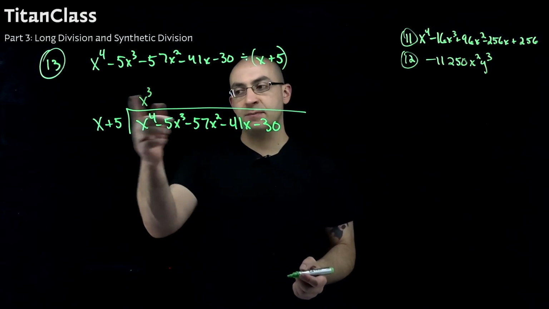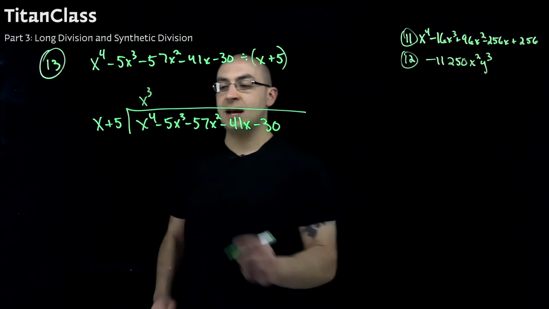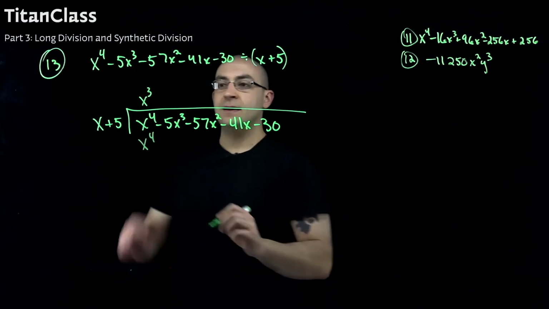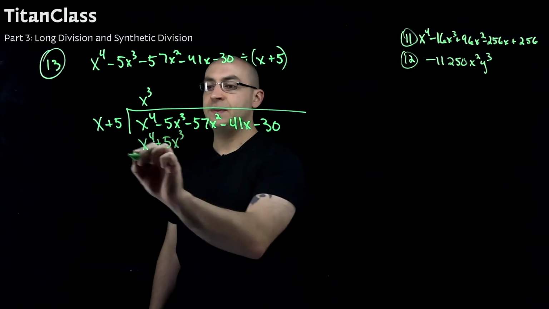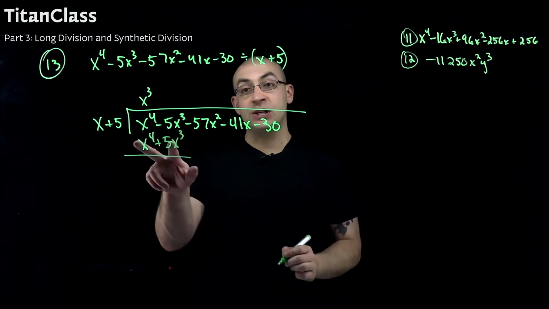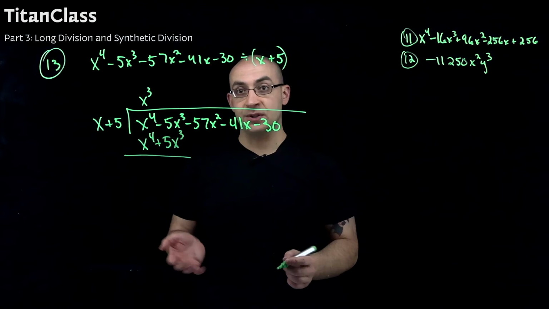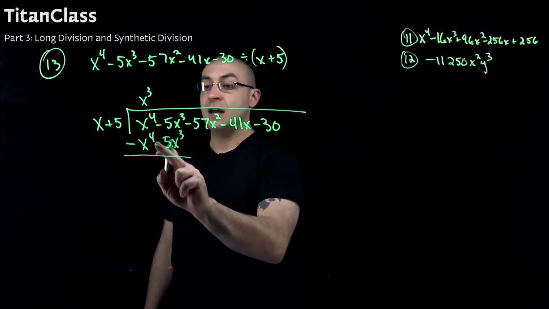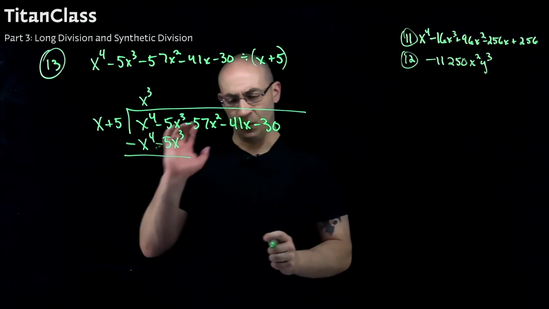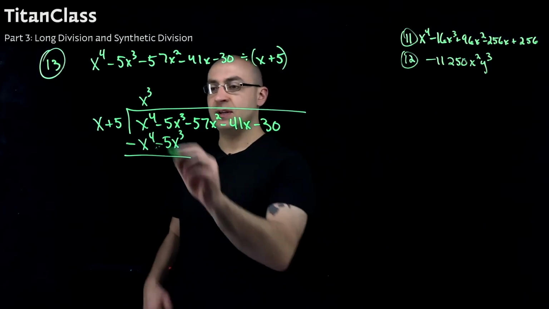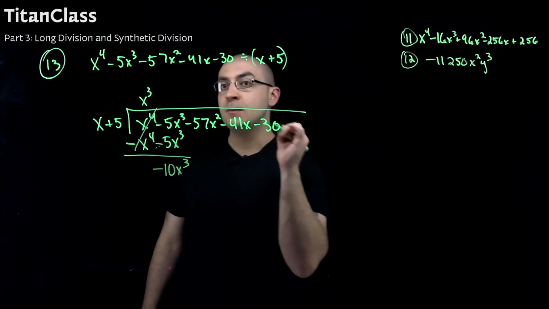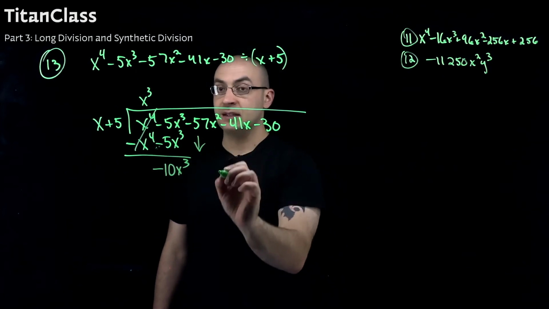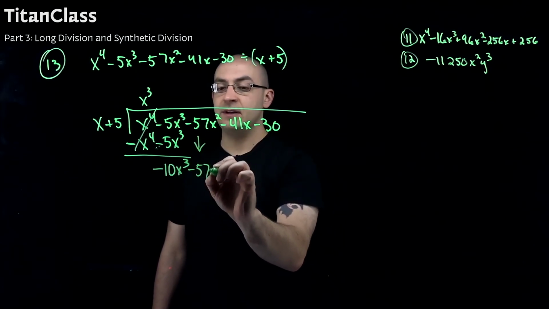Now we start the process of multiplying through. X to the third times x is x to the fourth. X to the third times 5 is positive 5x to the third. Now, we have to switch the signs in order to get rid of the first term. That's going to become a minus, and so is this, right? We're always going to change the signs of both of those terms. That's going to cancel, and this is going to leave me with negative 10x to the third. Before we move on, we've got to drop down the next term, negative 57x squared.